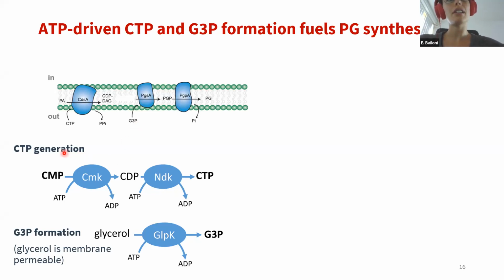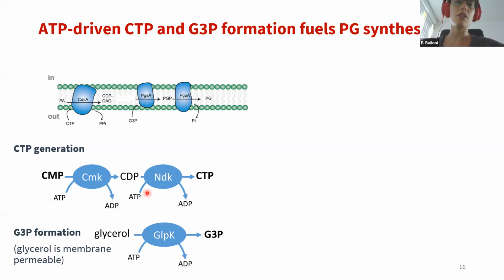The first component is a module for CTP generation. We achieved that by starting from cytidine monophosphate and adding two soluble enzymes that are called CMK and NDK. These enzymes phosphorylate the cytidine monophosphate in two consecutive reactions into cytidine triphosphate. And they do so by taking up a total of two ATP molecules per CMP that is converted into CTP.